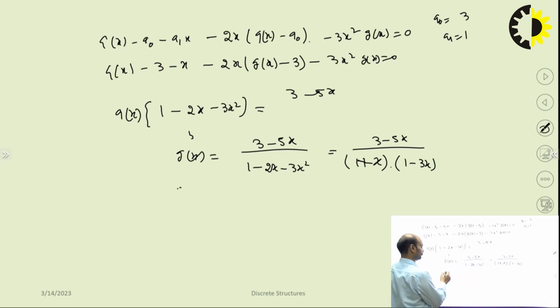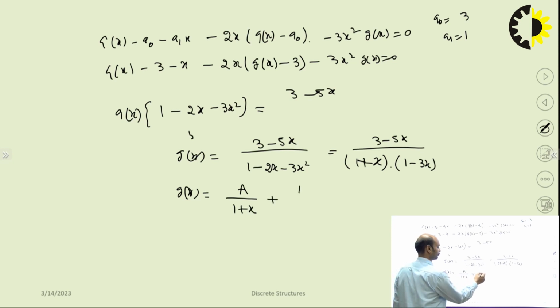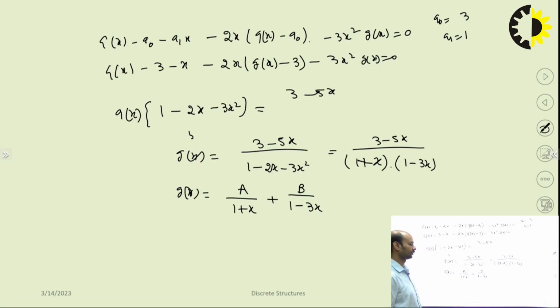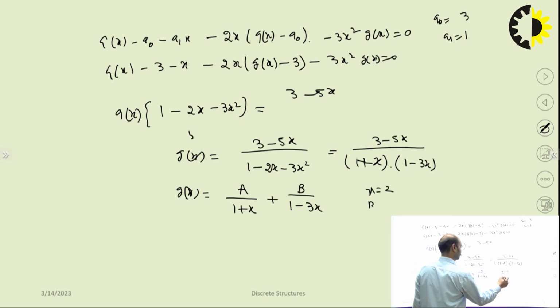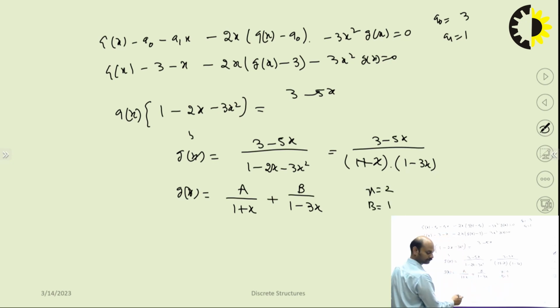So using partial fractions, we can say that g of x is equal to A divided by 1 plus x plus B divided by 1 minus 3x. After solving this particular partial fraction, we will get the values of the coefficients. The values of the coefficients are A is equal to 2 and B is equal to 1. So what will we get? That is 2 upon 1 plus x, plus 1 upon 1 minus 3x.